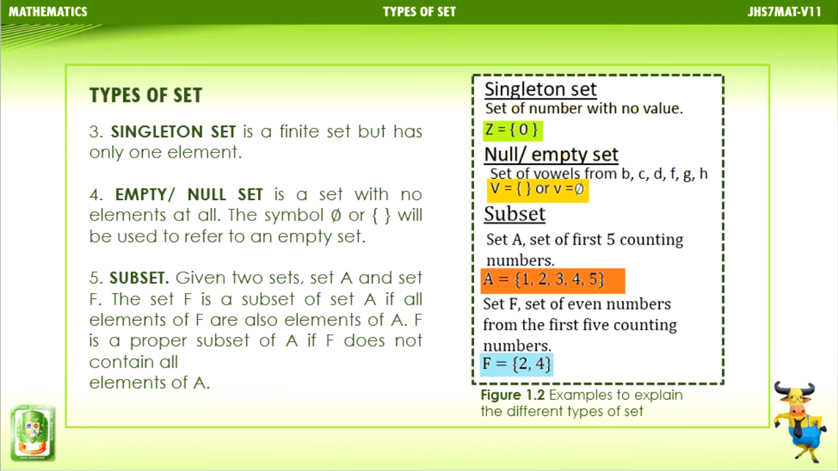Lastly, subset. Given 2 sets, set A and set F, we will say that set F is a subset of set A if all elements of set F are also elements of set A. If not all elements of set A are also elements of set F, then we call set F a proper subset of A. Refer to figure 1.2 for example.